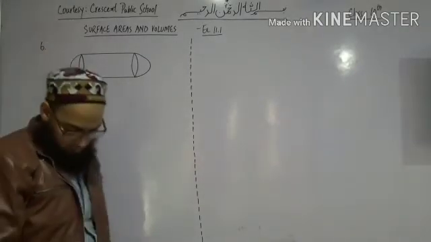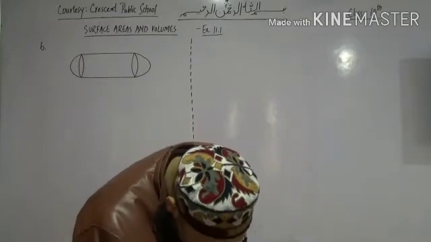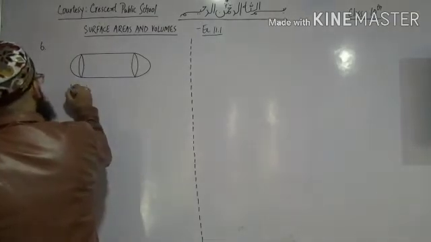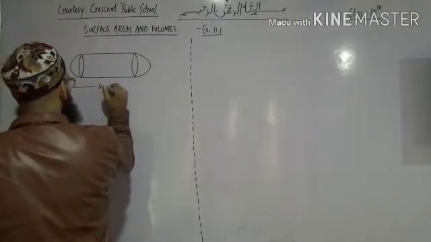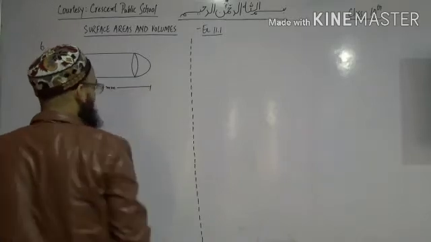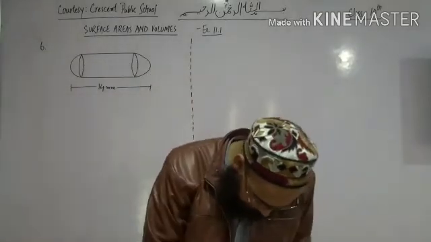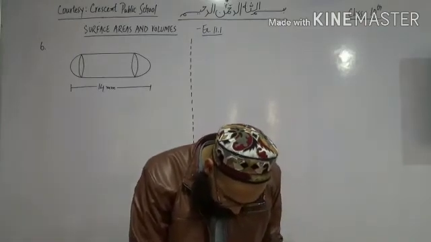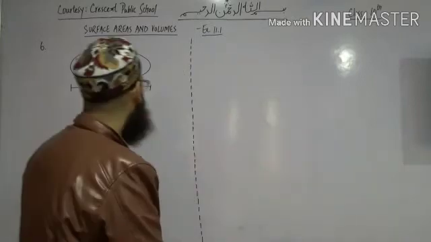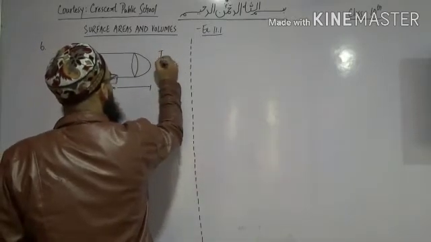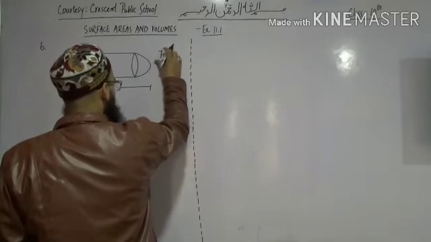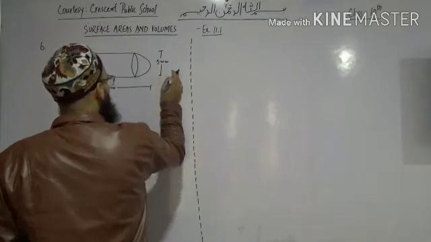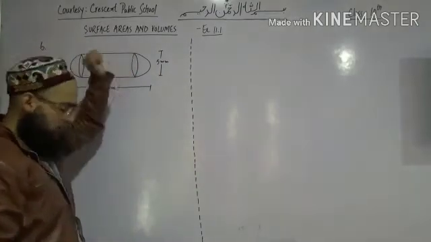Now the length of the entire capsule is 14 millimeter. 14 millimeter is the length of the entire capsule. And the diameter of the capsule is 5 millimeter. This is the diameter of the capsule.